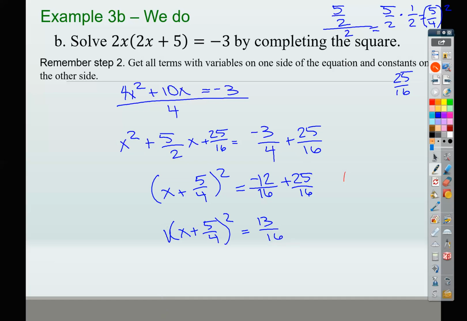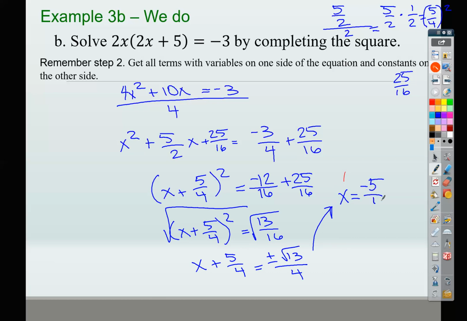Take the square root of both sides. I would get x plus 5 over 4 equals positive and negative square root of 13 all over 4. So I'm going to subtract that 5 over 4 from both sides. And since you have the same denominators, you can write it all together.